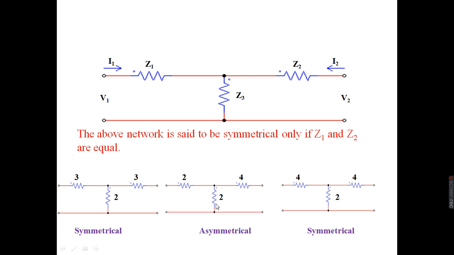Similarly, you can see here whether it is symmetrical or asymmetrical. If I cut this section into two halves, I can see here it is 2 and here it is 4, it is asymmetrical. And here in this case, definitely it is a symmetrical network, because on both sides you will get the same value of resistance or impedance, hence it is called a symmetrical network. So very simple, if input impedance and output impedance are equal, then we can say that the network is a symmetrical network.